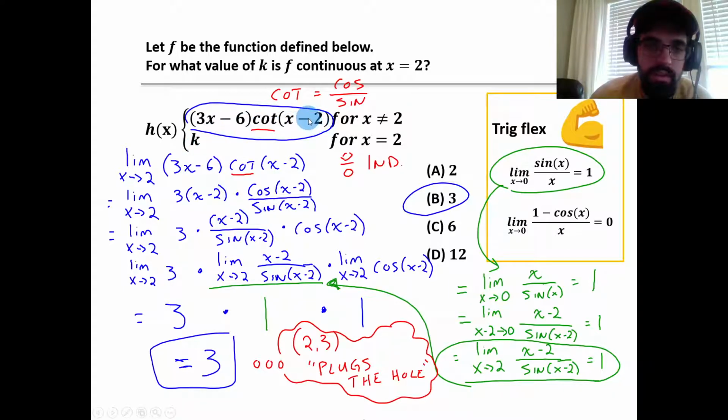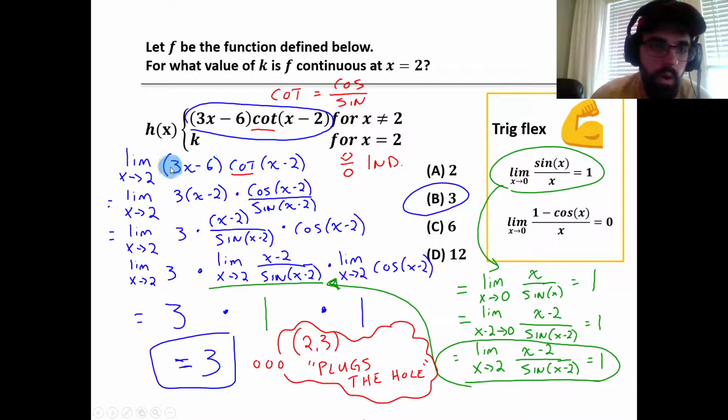So conceptually, that's what's going on here. But the hard work comes in: how do we find the limit of this function right here? So if we just look at that limit as x approaches 2 for 3x minus 6 times cotangent of x minus 2.